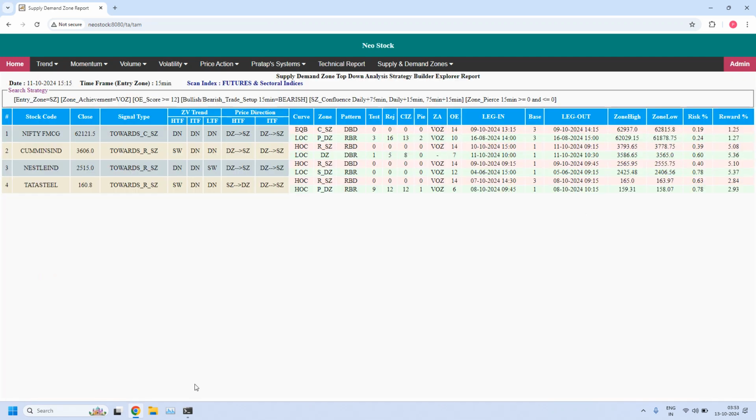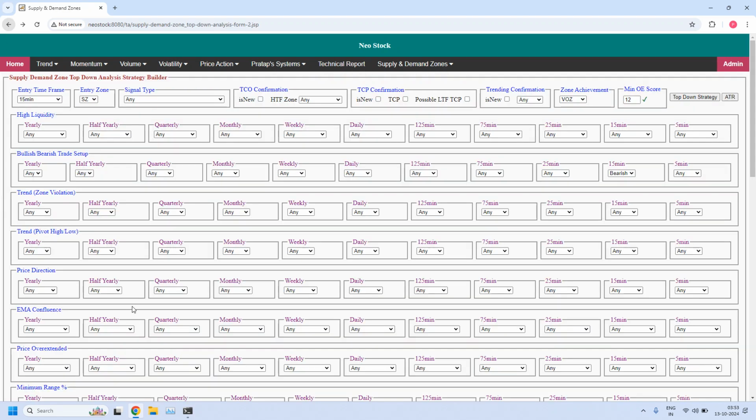4 stocks are filtered. 2 stocks are having a downtrend on the daily time frame, because the 15 minute zone is part of 75, both together again part of the daily zone. That is LTF, ITF, HTF confluence. And if the third one is filtered with daily EMA confluence, it's a high probability setup. Let's verify. In the EMA confluence at a daily time frame, because 15 minute and 75 minute zones are part of the daily zone.